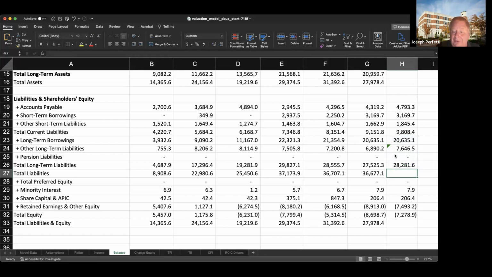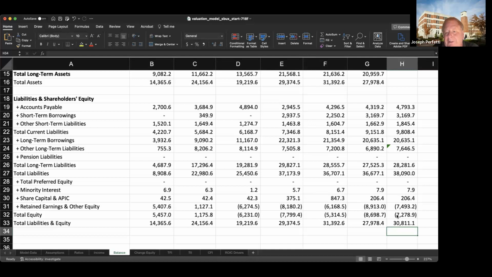28,281.6. Total liabilities equals the current liabilities, 9,808, plus the long-term liabilities, 28,281, or 38,090. Total liabilities and equity equals the 38,090 of total liabilities, plus the negative 7,278.9 of equity, or 3,811.1 of liabilities and equity summed up. So we now have a forecast for the liabilities and equity side of Starbucks.